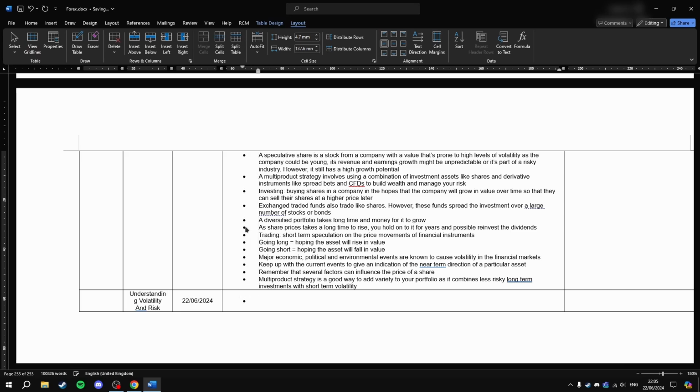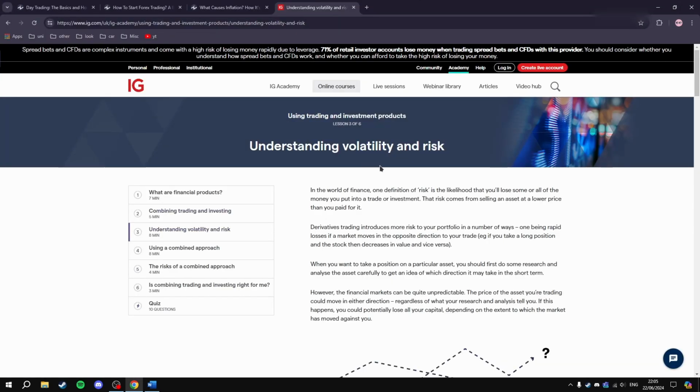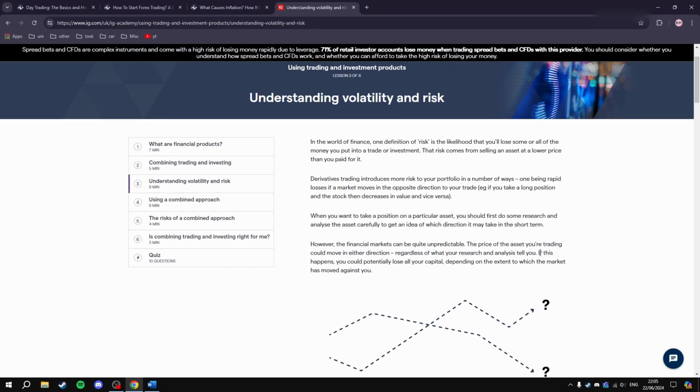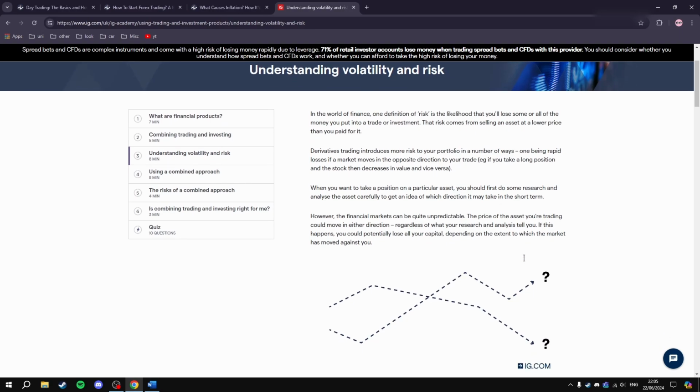Understanding volatility and risk. In the world of finance, one definition of risk is the likelihood that you lose some or all of the money you put into a trade or investment. The risk comes from selling an asset at a lower price than you paid for it.